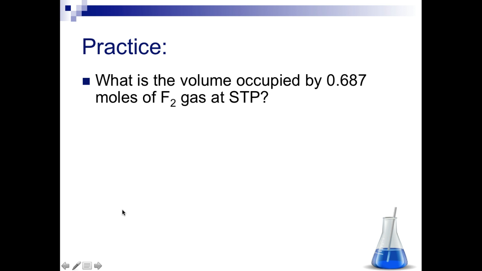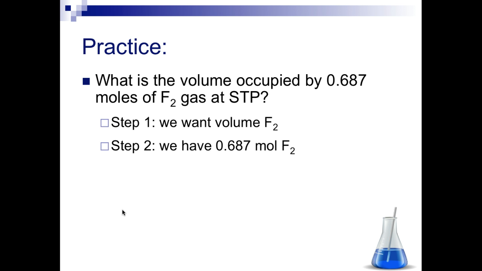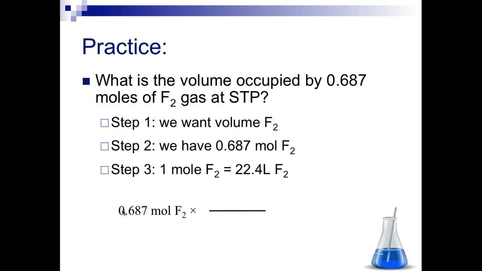Let's look at a second practice. So what is the volume occupied by 0.687 moles of F2 at STP? Pause the video, answer this on your own, and unpause to check your answer. Great, welcome back. So what did you do? You should have started off with what you wanted, which is volume of F2. You next write what you have, which is 0.687 moles of F2. You need to know your conversion factor, and then you set it up. Moles cancel. We end up with 15.4 liters of F2. Awesome. 3 sig figs here, 3 sig figs here, so we're good.